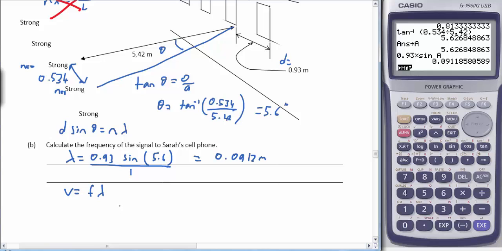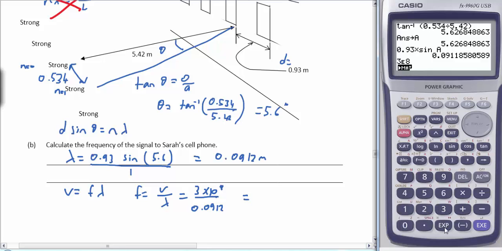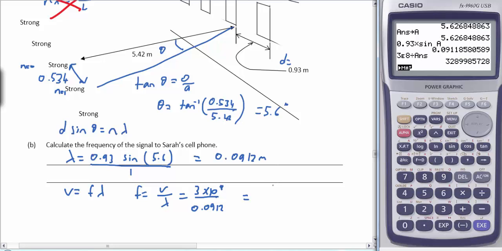I know that microwaves travel at the speed of light, and so frequency equals v over lambda, which is 3 times 10 to the 8 divided by 0.0912. So 3e8, and you should use the exp button. You shouldn't go times 10 to the power of. The exp button means times 10, and divide that by shift answer. Notice how I haven't typed in any numbers again. We should be doing that by the time we're in year 13.